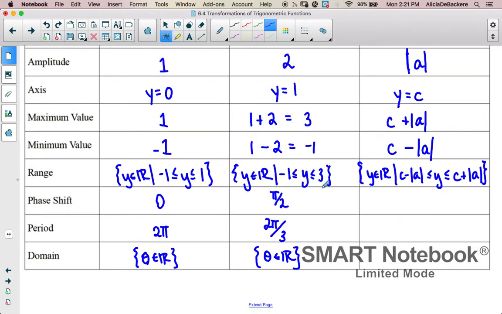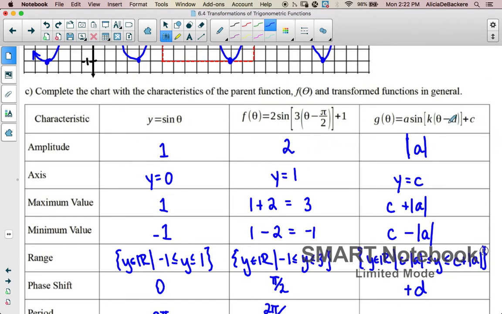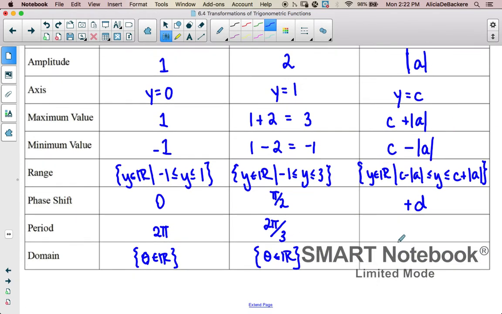All right, the phase shift. So in general, the phase shift is D. Notice that in the equation it was minus D, so the phase shift is actually plus D. So up here it was minus D, so the phase shift is actually plus D.